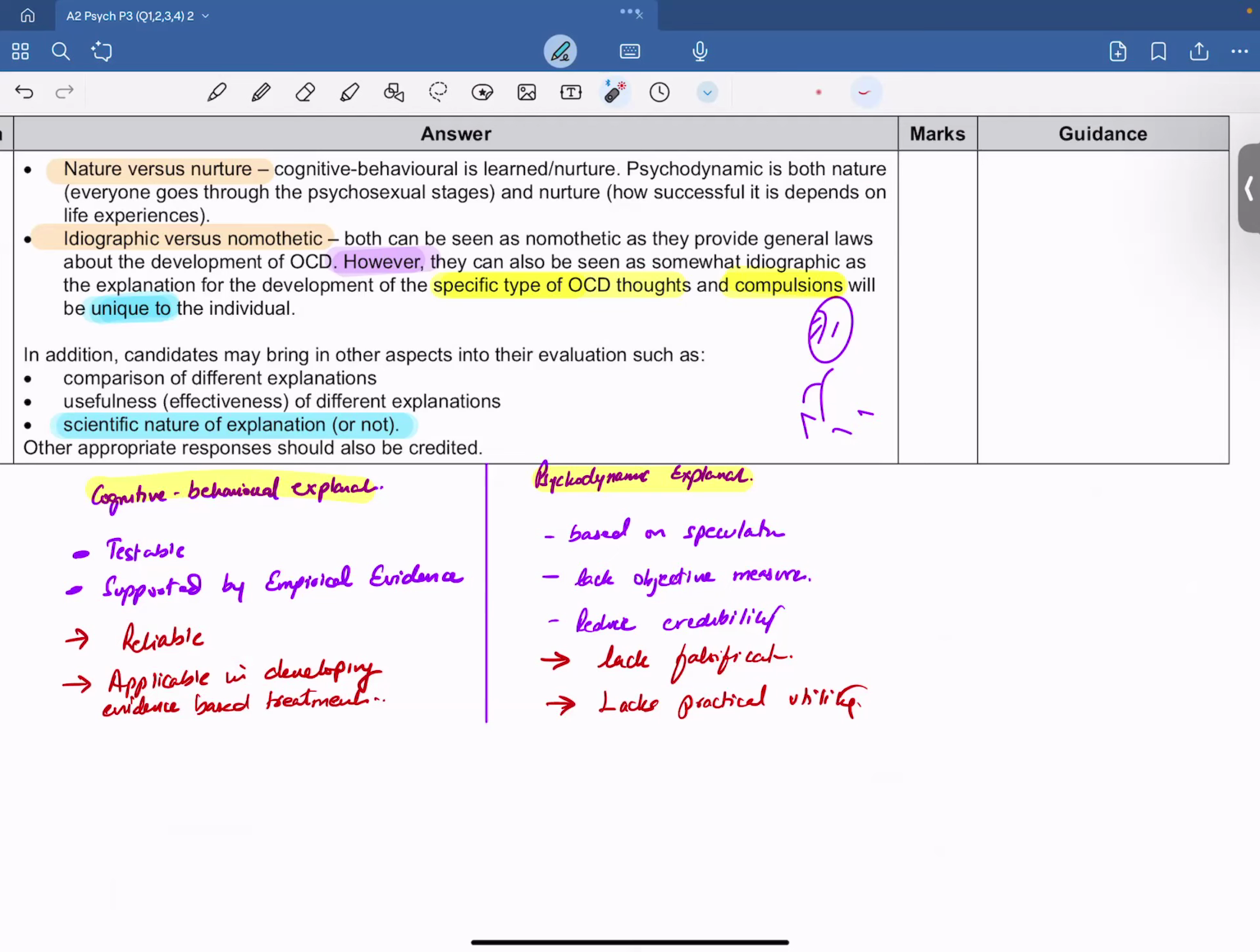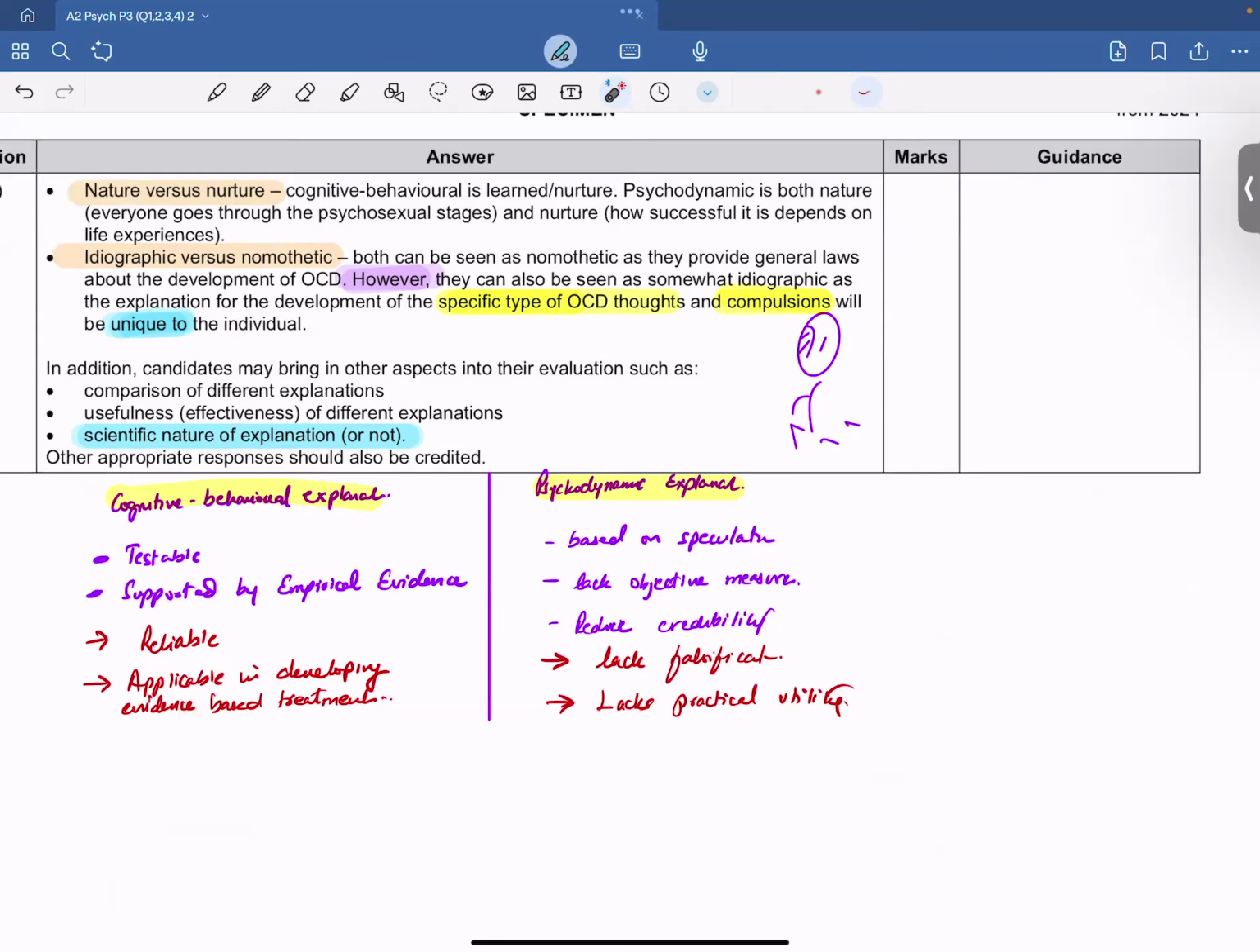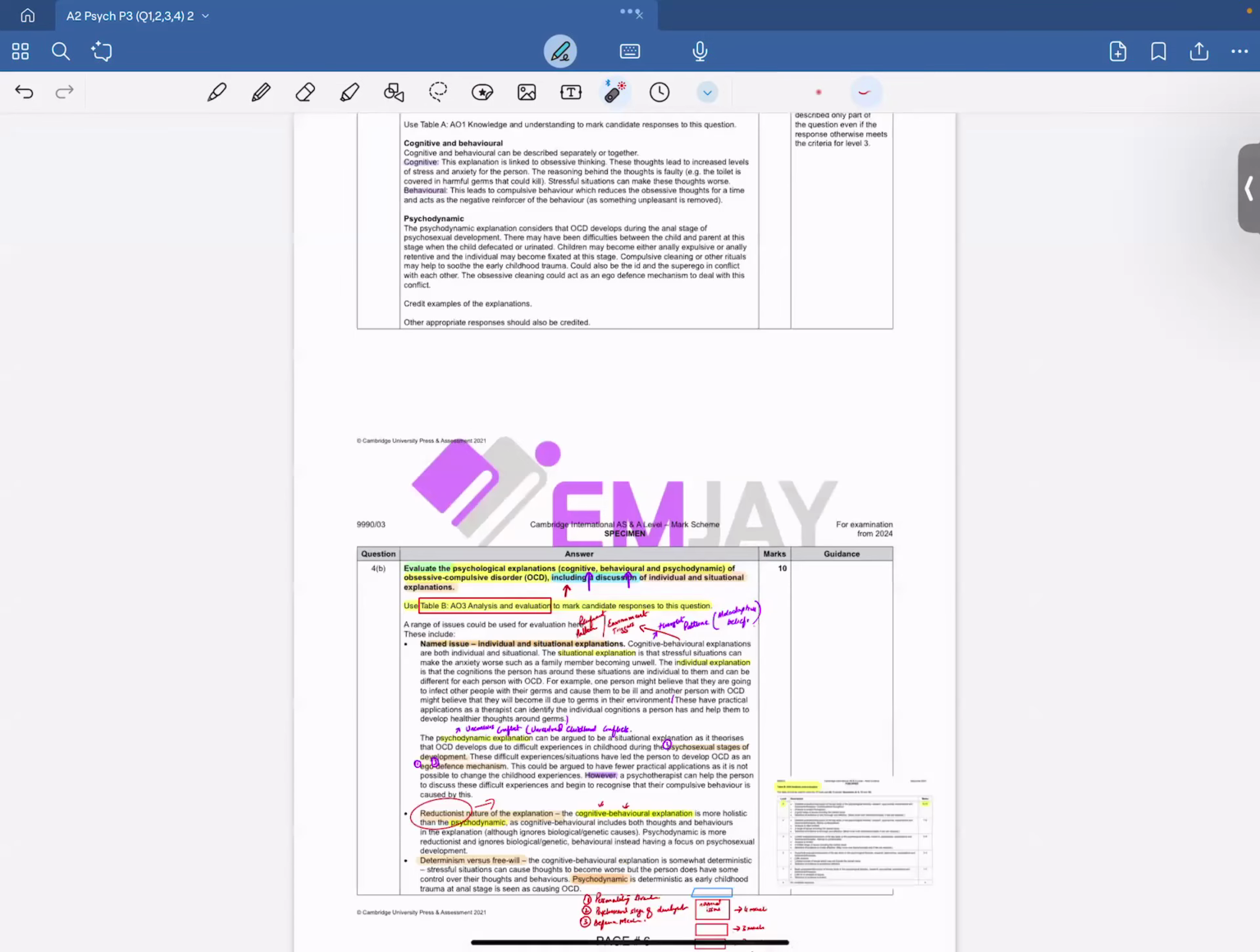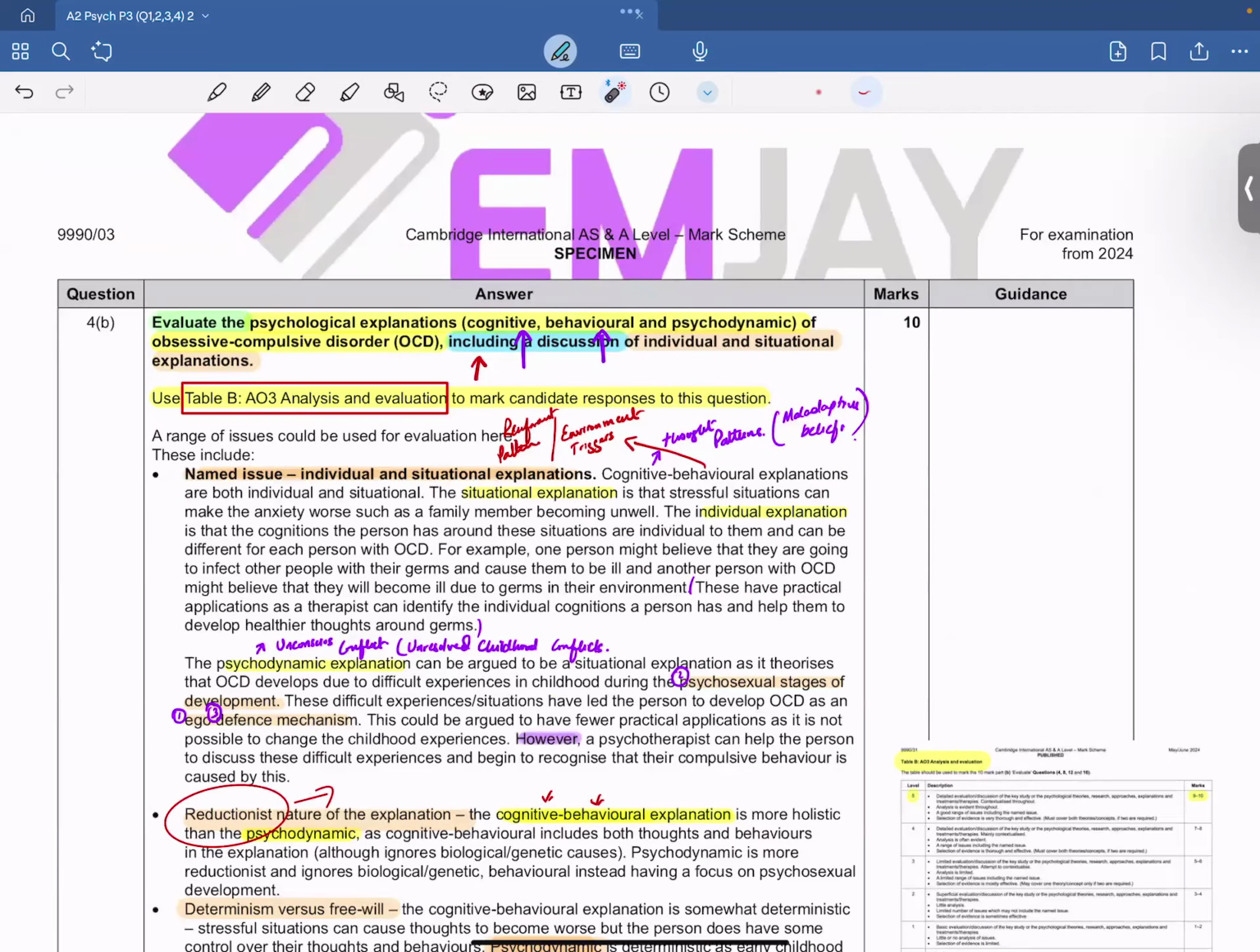Now that being said, I tried using this particular question from our specimen paper for 2024. The question read, evaluate the psychological explanations, that is cognitive behavioral and psychodynamic explanation of OCD, including a discussion of obsessive compulsive disorder. On this topic, I have two more videos. One is specifically on this question, which includes a written top level answer from Cambridge. It's a 33-minute video, and I think it's worth it.